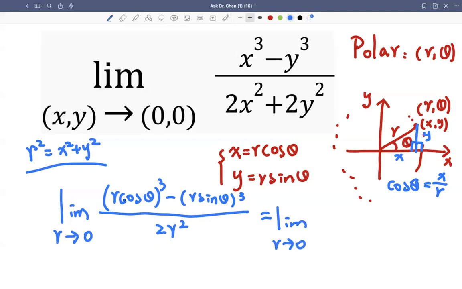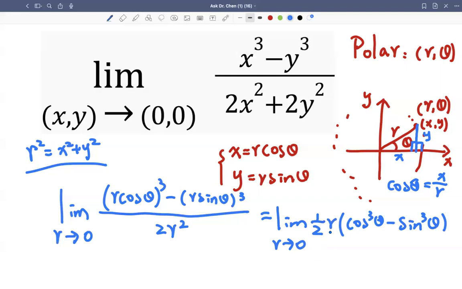For the numerator, we can factor out r cubed. So r cubed divided by r squared is r. But we have this half, so we have half r, then cosine cubed theta minus sine cubed theta. Now r approaches 0.